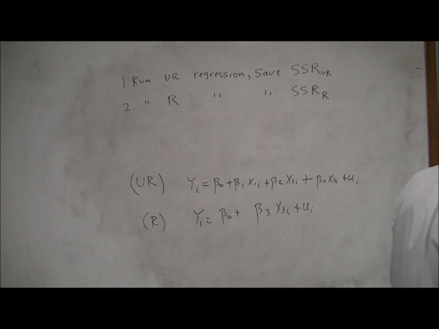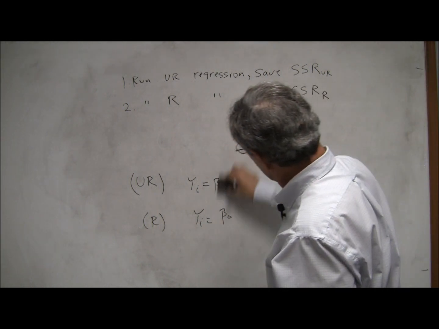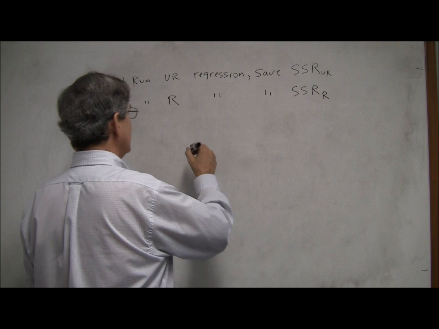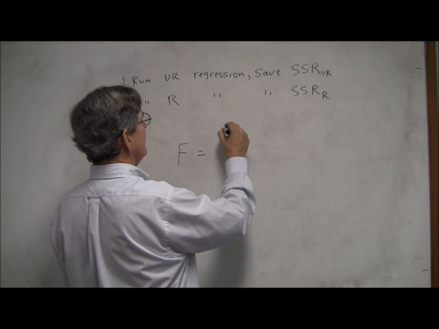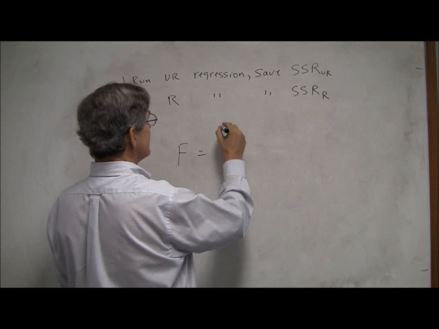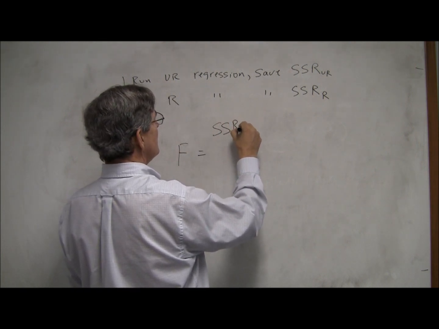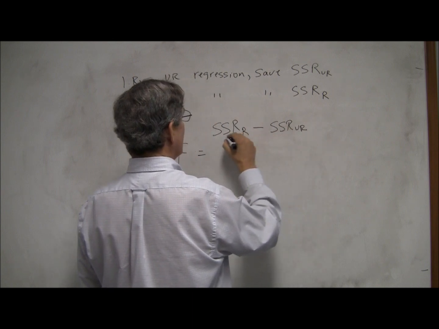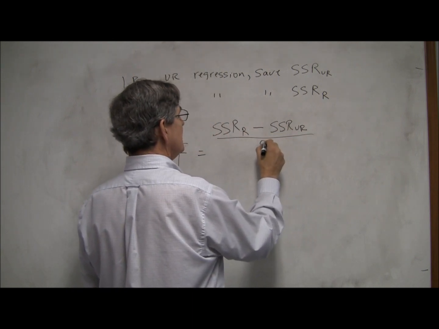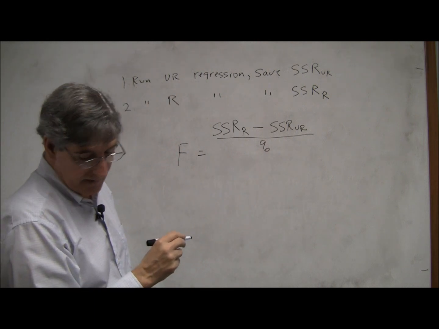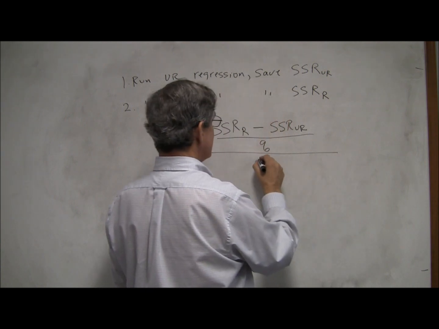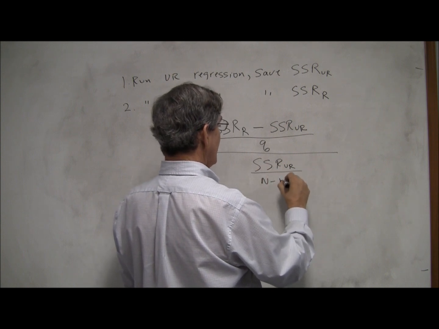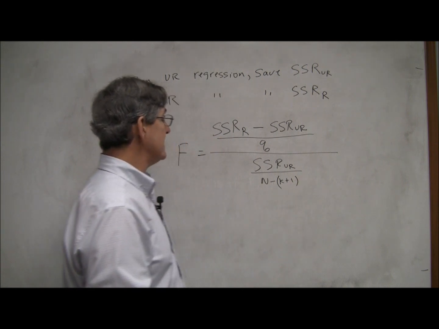Then the F statistic is very easy to calculate. And this always works for any hypothesis if you have homoscedasticity. F is going to be the sum of squared residuals from the restricted model minus the sum of squared residuals from the unrestricted model, over the number of restrictions, which is Q. Q is 2 in our case, divided by the sum of squared residuals for the unrestricted model over n minus (k plus 1).